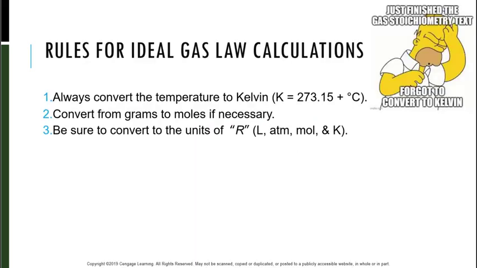Here's just a little reminder for our rules when we're doing ideal gas laws. Make sure your temperature is in Kelvin. Make sure if you're given grams that you convert to moles, because n is moles. And make sure that because R's unit is liters, atmospheres, moles, Kelvin, that if you're given a pressure in, let's say, millimeters of mercury, you convert it to atmospheres. If you're given a volume in milliliters, you get it to liters.